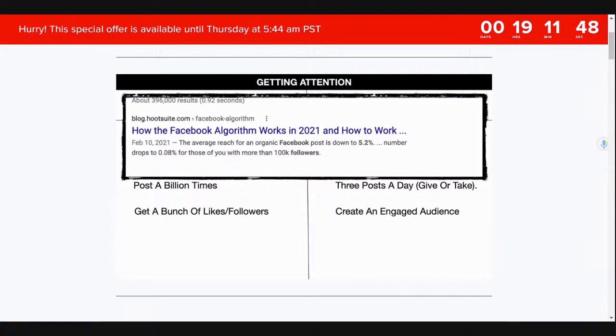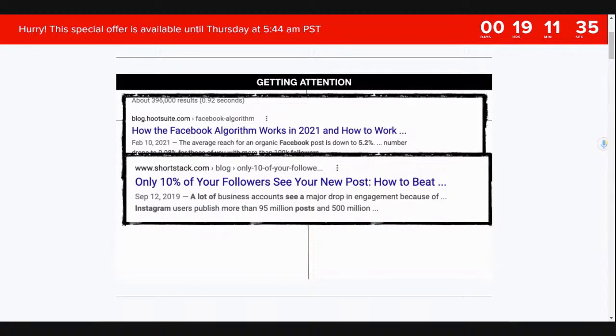And then look at the second sentence. It drops to 0.08% if you have more than 100,000 followers. So why would you want to invest time and energy into getting a bunch of followers when hardly any of them are going to see your stuff? It's not any better with Instagram, by the way. According to shortstack.com, 10% of your followers on Instagram will see your post.